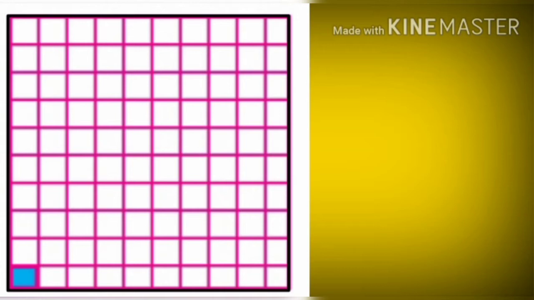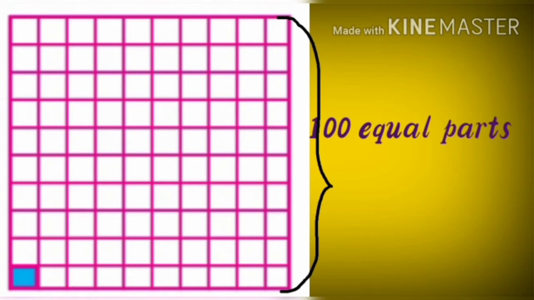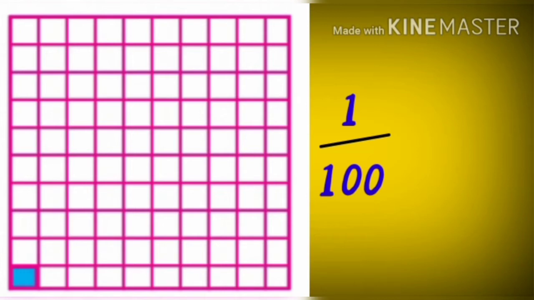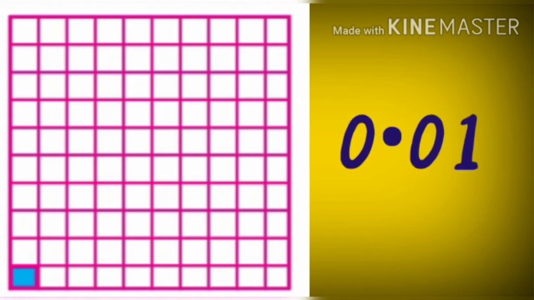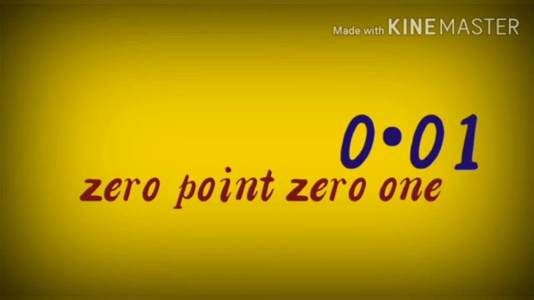Observe the next square. Divide the above square into 100 equal parts. If a part of it is colored, then how do you represent it in fraction? It is written as 1 by 100. In decimal system, it is 0.01 and it is read as 0.01.